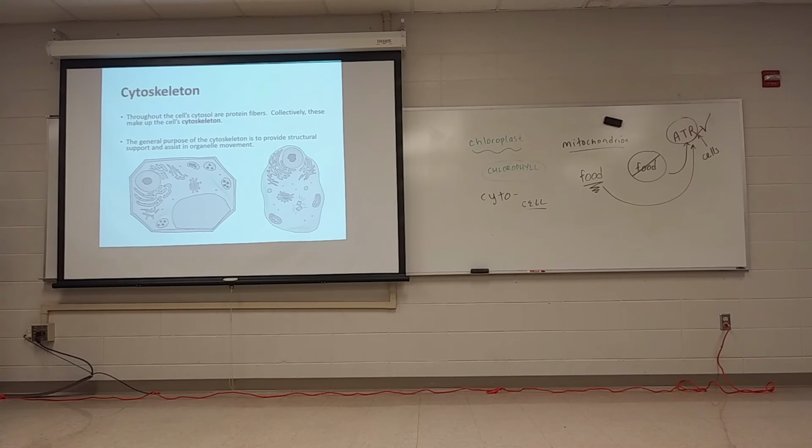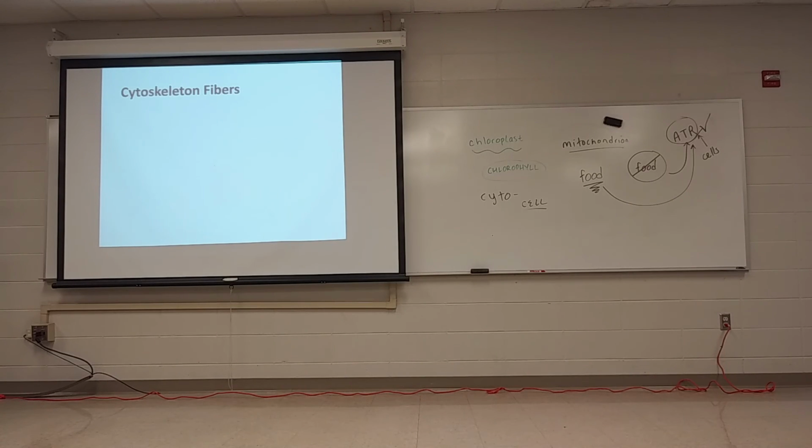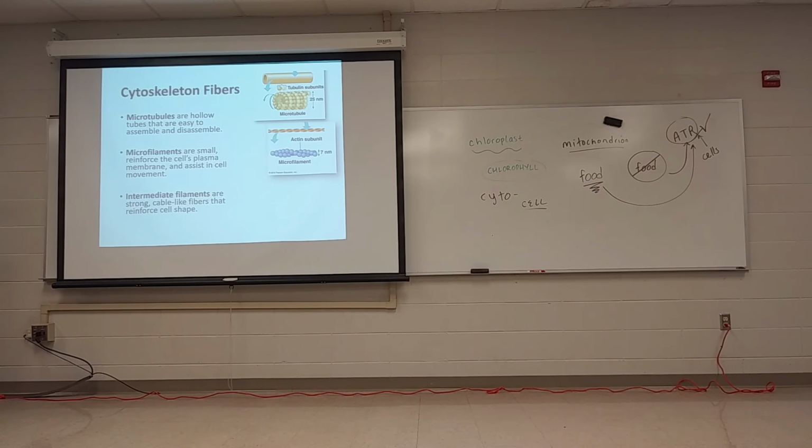These guys provide a lot of structure that you really don't see because they're so thin. The time when you can see them best is when the cell divides, and that's a whole other unit in the future as well. The three types of cytoskeleton fibers are microtubules, microfilaments, and intermediate filaments.